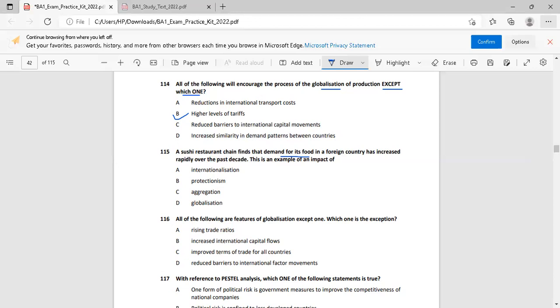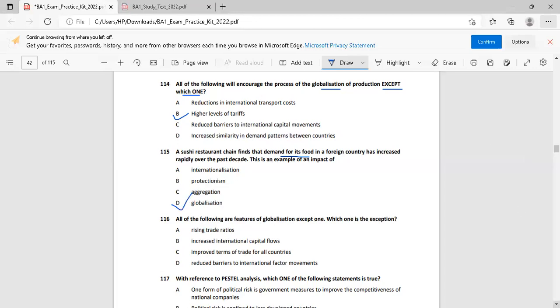But globalization is opening up doors for foreign players. So consumers are now provided with choice, with better quality, better products. Earlier, which was not there, is now possible because of globalization. On that note, it becomes globalization.